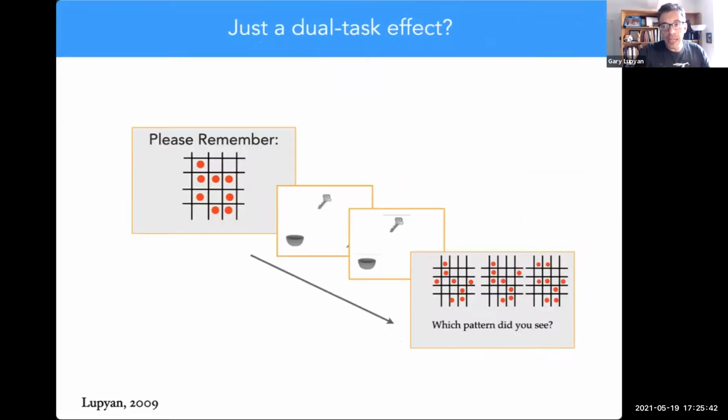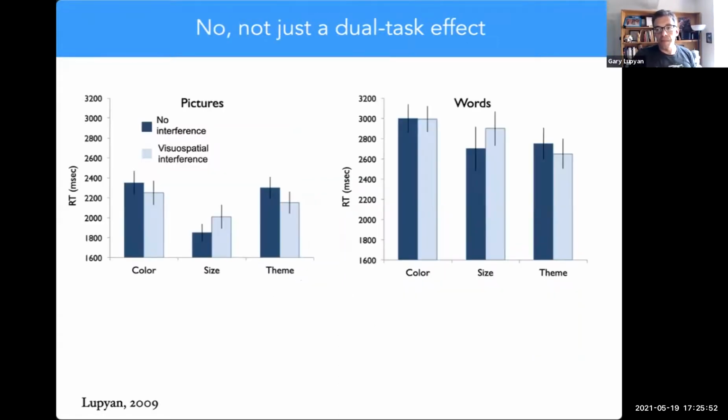Is this just a dual task effect? So we can use a secondary task matched for difficulty, remembering visuospatial patterns. And this has no selective interference, or actually no interference at all.